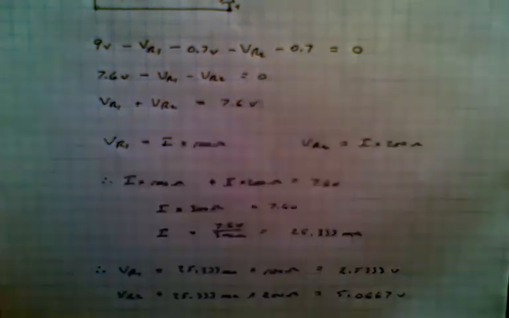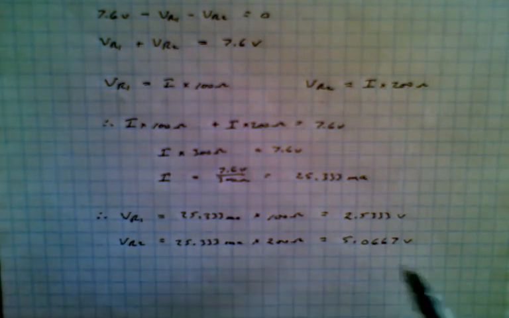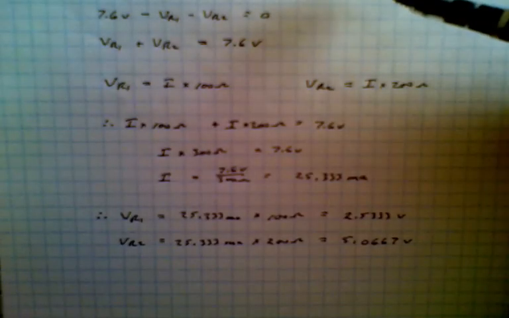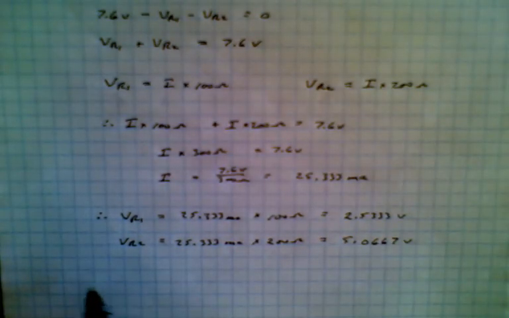At this point, what we should do is check to make sure that we have all of the correct answers. One way to do that is to take all of these voltages and put them back into our original equation, which is Kirchhoff's voltage law, which says that the sum of all these voltages has to equal 0. So let's just do that. We're just going to do a check.